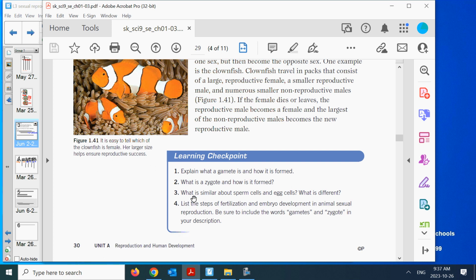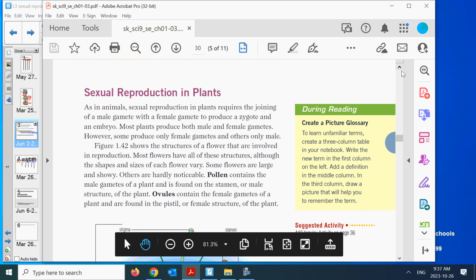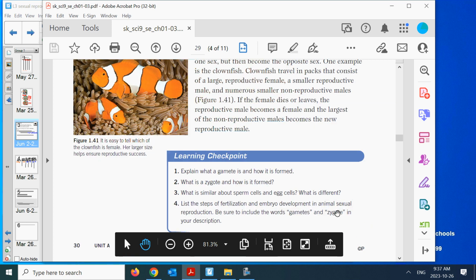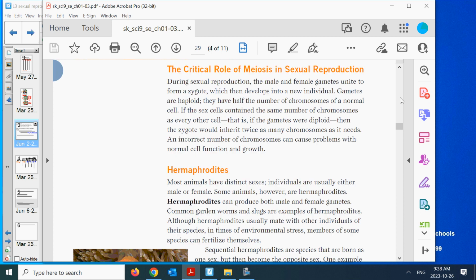Then zygote. And these are kind of repetitive. What's similar about sperm and egg cells? What's different? Okay? Similar is that they're half the normal chromosome number. That's a haploid cell. What's different is that one will be designated as a sperm and one will be designated as an egg because it's a male source and it's a female source. And then 4, list the steps of fertilization and embryo development in animal sexual reproduction. Use words like gametes and zygote in your description. I'm expecting more than a small sentence answer for 4.